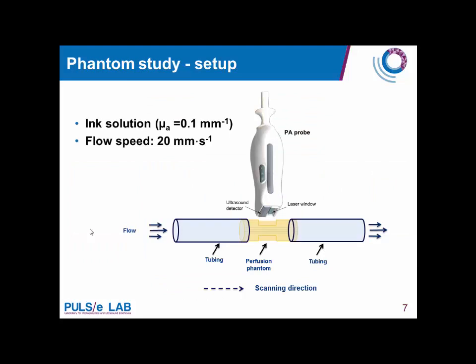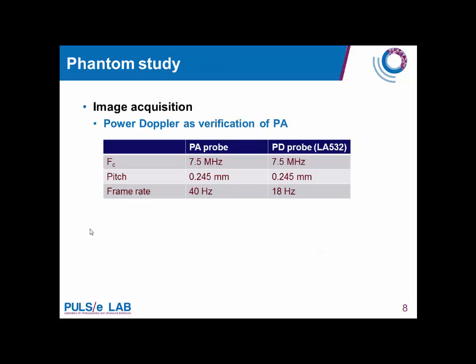We can connect those phantoms to a flow setup and perfuse them with a blood mimicking ink solution, and we set a flow speed of about 20 millimeters per second. Now we can obtain cross-sectional images using photoacoustics of those phantoms, and we can scan over the phantoms to get 3D images. I'll show you first this slide. It's about the image acquisition.